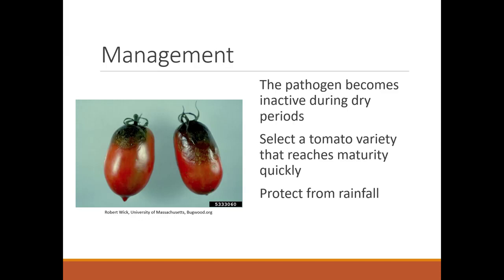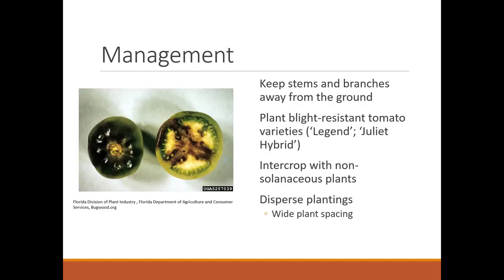But you want to try to use a tomato variety that reaches maturity quickly and then protect it from rainfall. So you want to keep the stems and branches away from the ground. You want to plant blight-resistant tomato varieties. We've got Legend, Juliet, Hybrid. I'm sure there's others as well. Intercrop with non-solanaceous plants. So you don't have two tomatoes right next to each other. Perhaps you have something else that's in a completely different plant family. And then you want to have wide plant spacing.